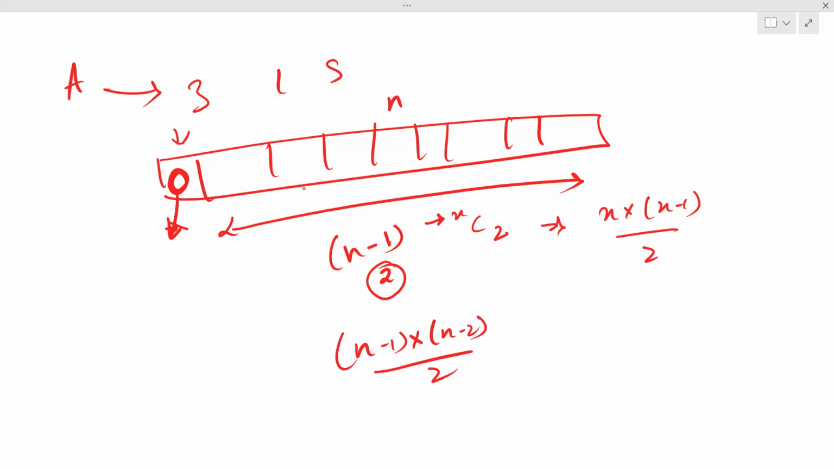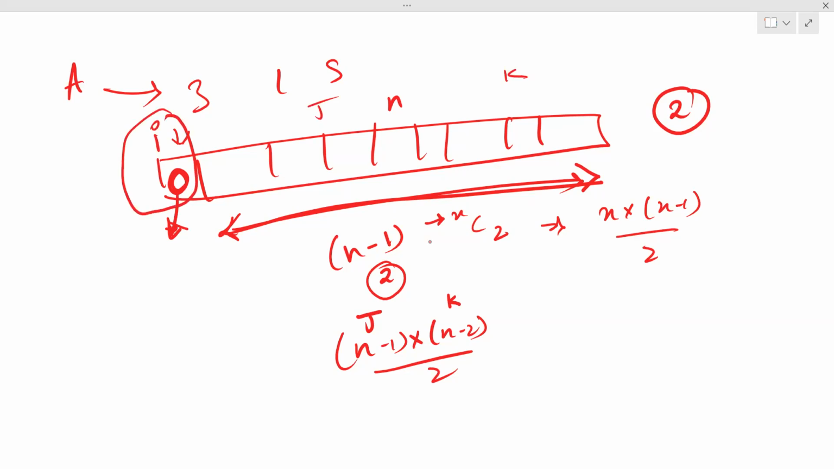So these are the total number of ways to select j and k. Is this making sense, whatever I'm doing? You're getting this, right? Out of these n minus 1 indices, I need to select two other indices. If I select any two indices, and this is my i and I have some j and k here, I'll always have this as my minimum. Why? Because I have sorted my array.